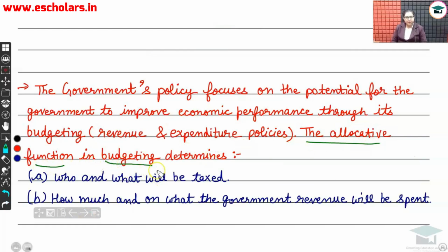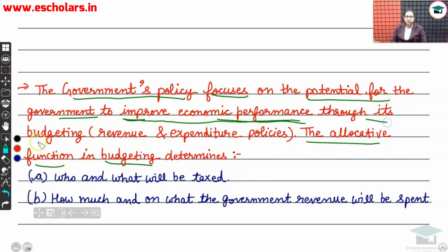As we know, the government prepares a budget in which it shows its estimated expenditure and estimated revenue for the upcoming year, right? So while doing the budgeting, the government carries out its allocative function. Basically, the government's policies are focused on improving economic performance. Okay, so the government policies focus on the potential for the government to improve economic performance, and it is done through budgeting, that is its revenue and expenditure policies. So students, let's have a look at the allocative function in budgeting.